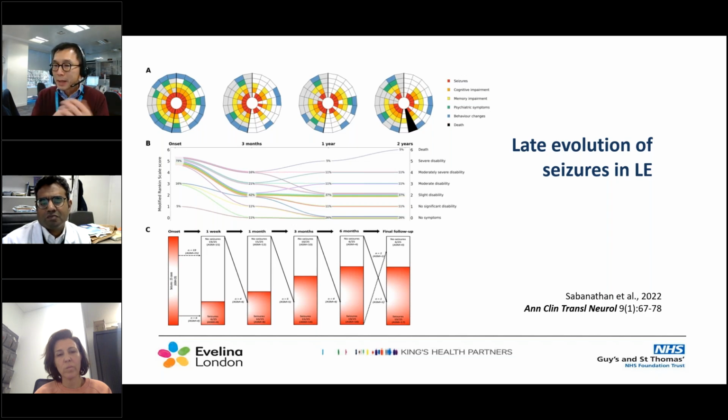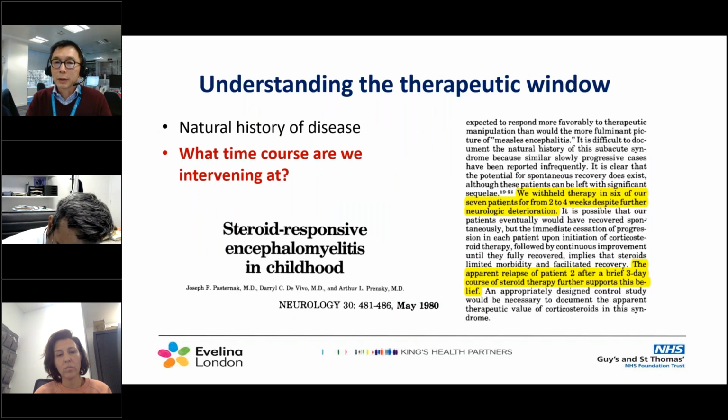So if we were to measure the outcome of epilepsy, we would not intervene at the time that the epilepsy recurs, because that's done and dusted. We might consider an intervention earlier to prevent epilepsy downstream. So that's knowing the window.